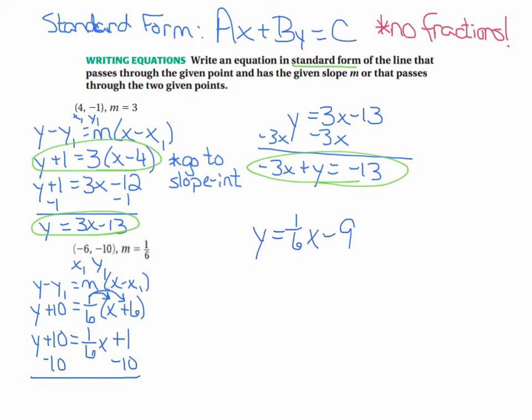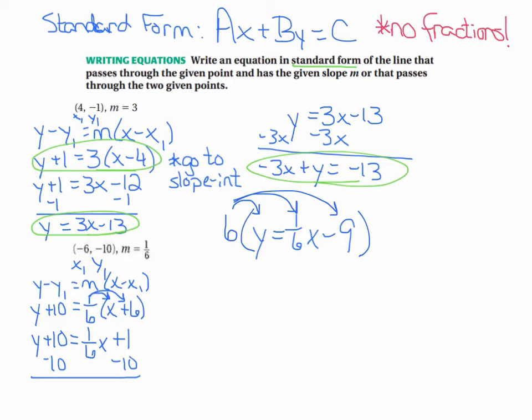Right? 1 minus 10 is 9, okay? Now, that's slope-intercept form. I need to go to standard form. But the deal is I have this fraction, okay? Now, here's how you get rid of the fraction. Whatever that denominator is, we're going to distribute that denominator to the whole equation. We're going to give that denominator to everything, all right?